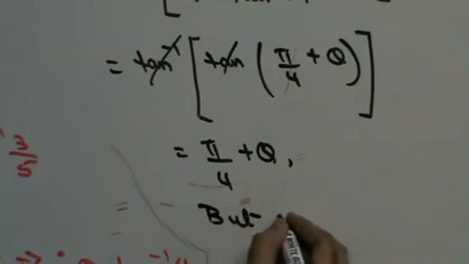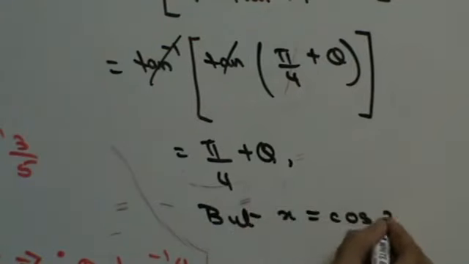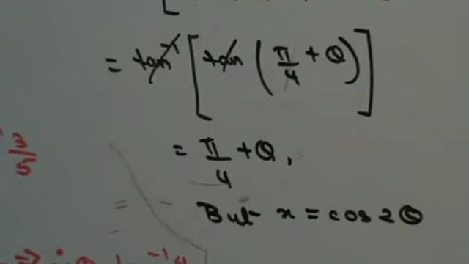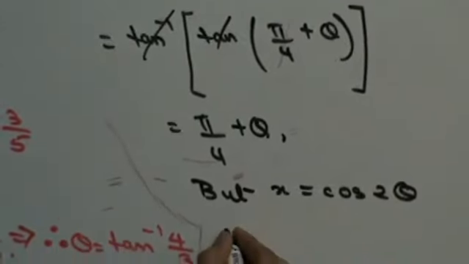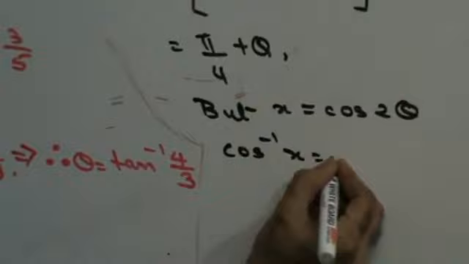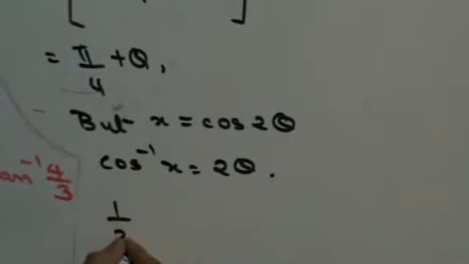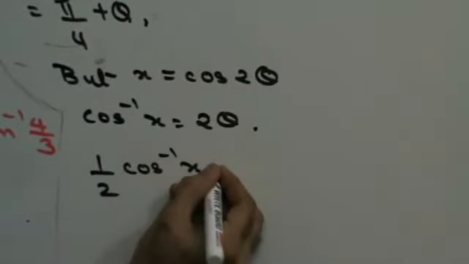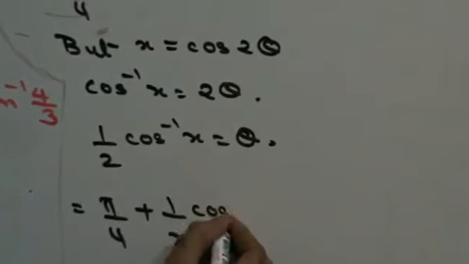But x is equal to cos 2 theta. We had assumed this right in the beginning. If I take the cos function to the other side, I'll get cos inverse of x is 2 theta. If I take 2 to the other side, I'll get 1 upon 2 cos inverse of x is equal to theta. Substitute the value of theta, so pi by 4 plus theta can be written as pi by 4 plus 1 upon 2 cos inverse of x. So the answer will be pi by 4 plus 1 upon 2 cos inverse of x. This finishes this chapter.